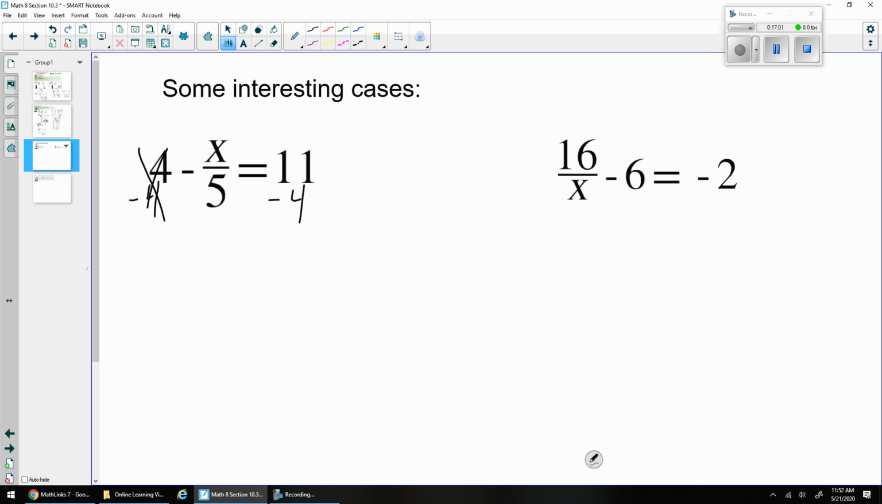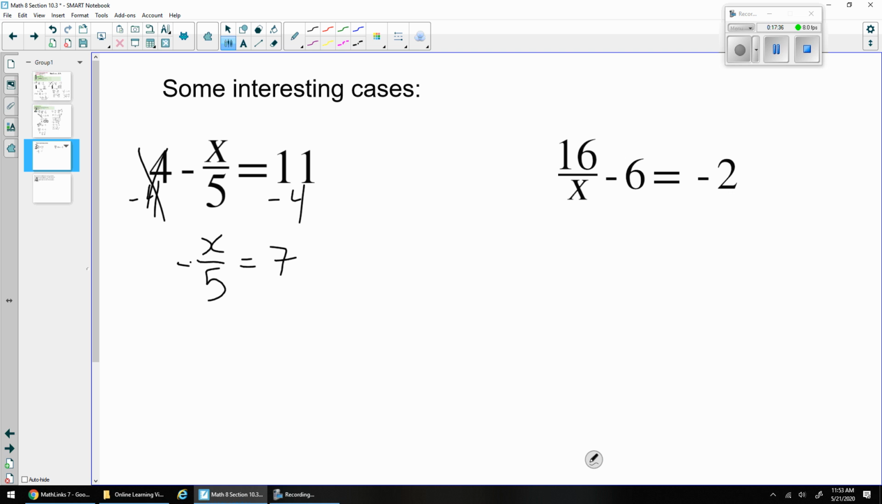These 4's cancel out. Now when I rewrite, I haven't gotten rid of this negative symbol. So that negative symbol, even though it was a subtraction symbol, it now sort of just becomes a negative symbol. That has to remain there. Okay, and so that's going to become negative x over 5. That has to stay there, is equal to 11 minus 4 is equal to 7. So we have negative x divided by 5.